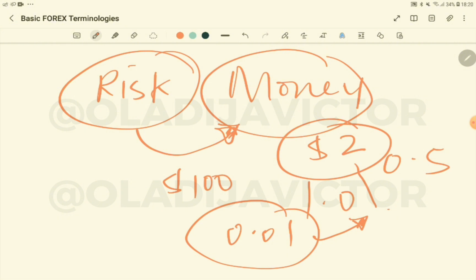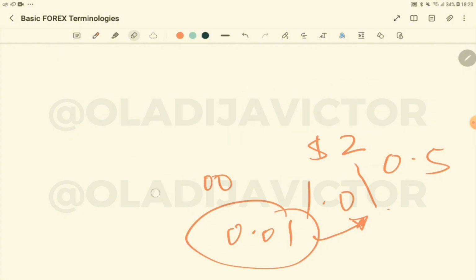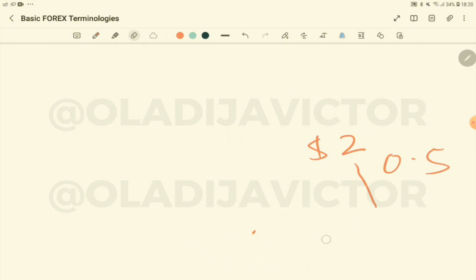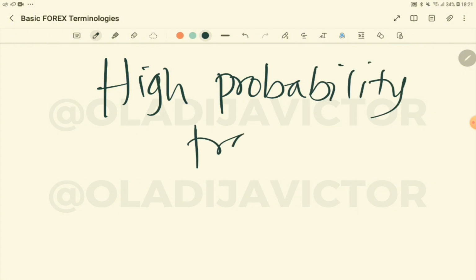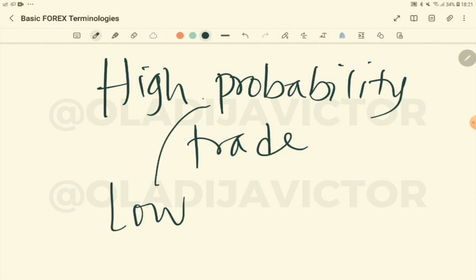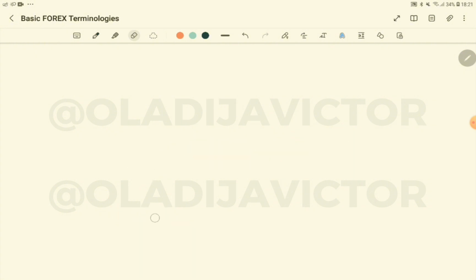When you become an expert, of course, you can decide to enter with a higher lot size, but make sure it is only high probability trades. There are trades that are called high probability trades. Trades that you can swear that no matter what happens, this trade will not go wrong. But there are some other trades that are low probability. You cannot say for sure that this trade is going to do well. Those ones, use small lot size. If you have a high probability trade, you can use a high lot size. I hope we get that.